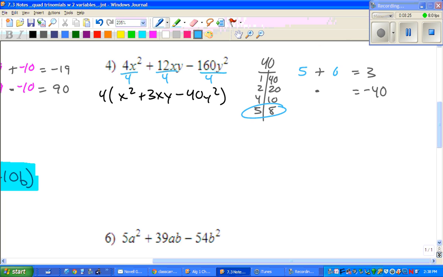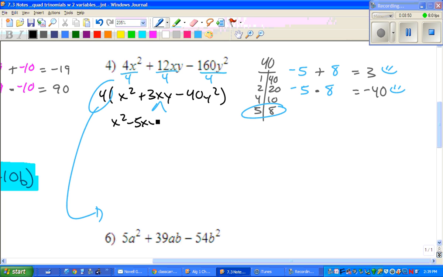Hopefully you're saying 5 and 8. And one of those needs to be negative. Which one is it going to be? Okay, it's going to be the negative 5 because we have a positive 3. So I'm going to draw my little reminder to put the 4 all the way down because I almost forgot it in the last one. So we got x squared minus 5xy plus 8xy minus 40y squared.